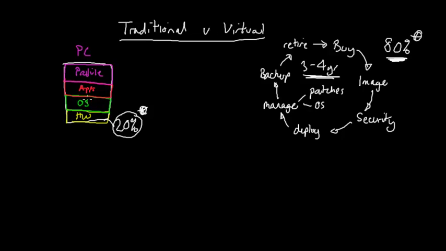Now let's have a look at a virtual desktop. When we virtualize a desktop and we do it well, we can actually get to a point where we have a single image of the operating system in the data center, and we use that single image for every user. So let's say a single image of Windows 7, for example.